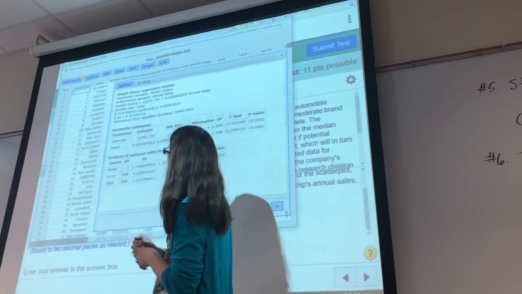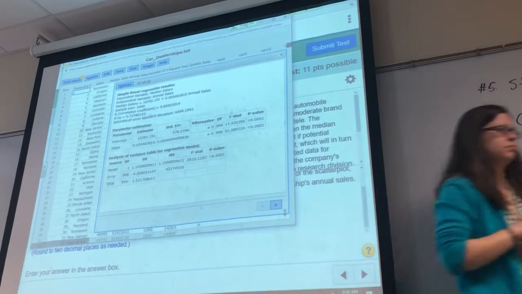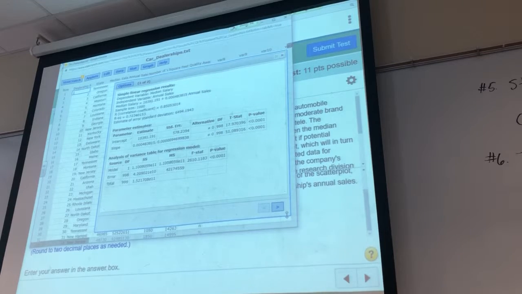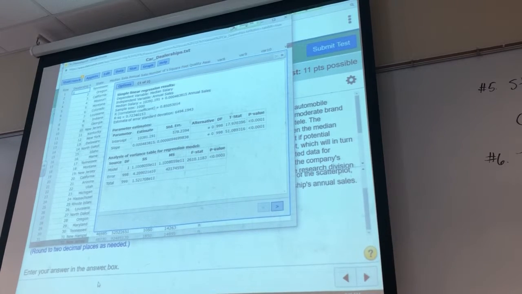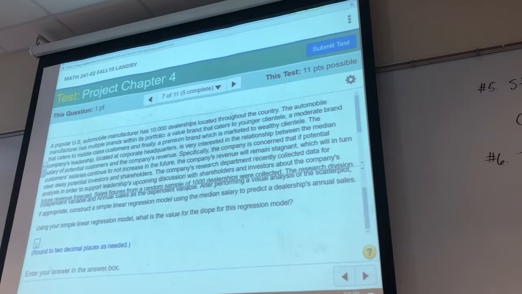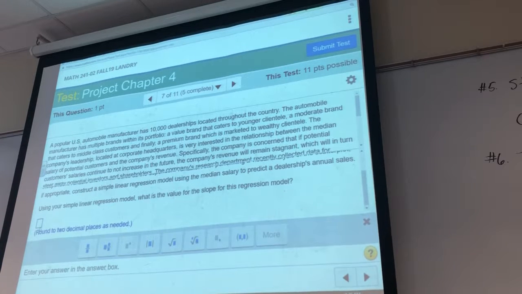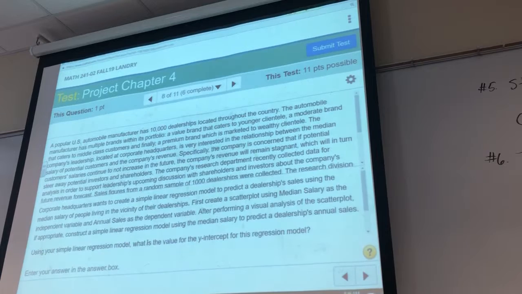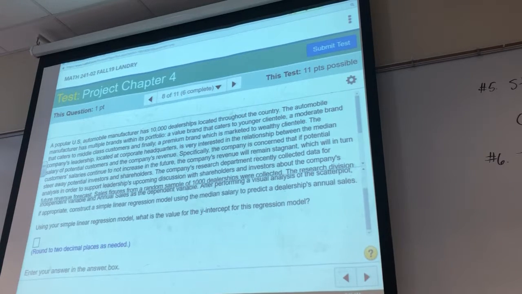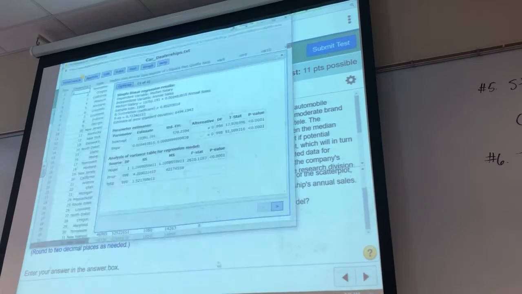So for me, my slope is really, really small. So I'll round it to 2 decimal places, so it's basically just a 0.00. For that slope, yours will be different. And then they ask you on the next one, what's the y-intercept? So if you just go back to the same one you did, my y-intercept up here is 10,391.